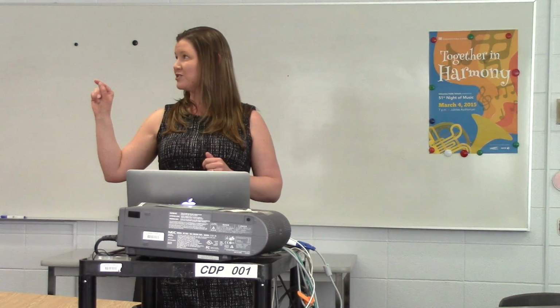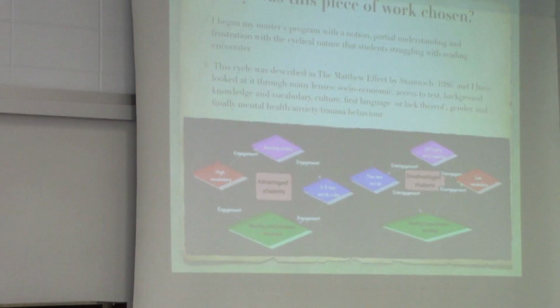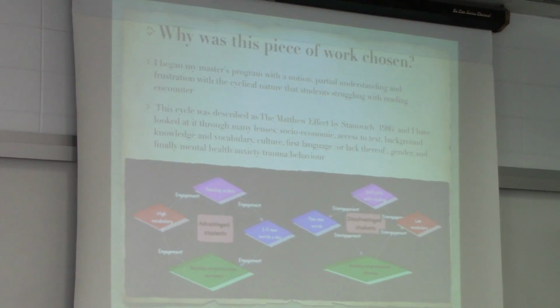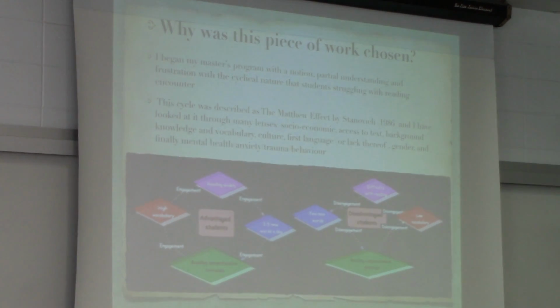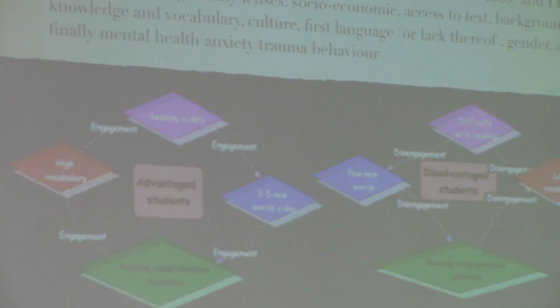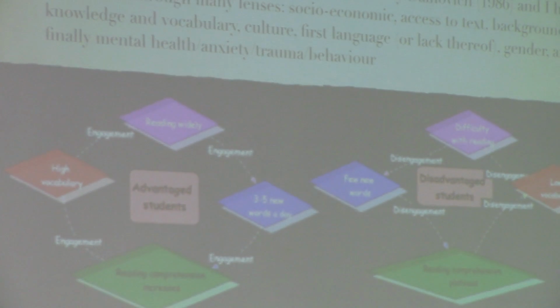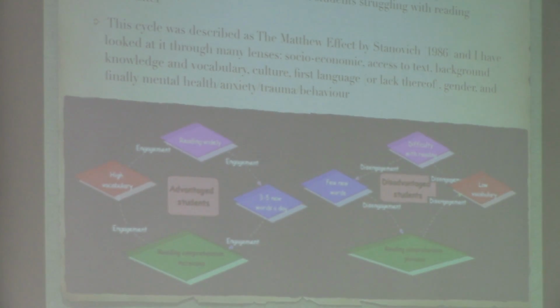And so this is actually a visual I created in my very, very first course of my master's. I was very focused on vocabulary and how vocabulary contributed to that, and how kids that have high vocabulary, well, it's easy for them to engage in reading tasks, and so they acquire reading quite easily, and students with low vocabulary do the opposite. What I realized as I started my work in my master's was that Stanovich talked about that as the Matthew effect 10 years before I graduated high school.